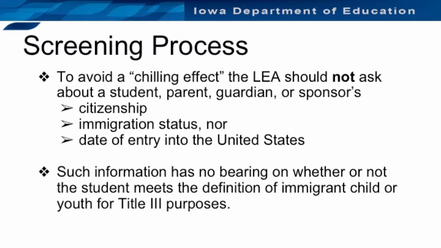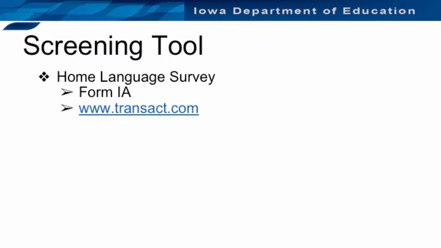Additionally, to avoid what the Office of Civil Rights calls a chilling effect, the LEA should not ask a student, a parent, a guardian, or a sponsor about the student's citizenship, the immigration status, nor the date of entry into the United States. Only the date of entry into U.S. schools is able to be collected for the identification process. Such information has no bearing on whether or not the student meets the definition of immigrant child or youth for Title III purposes.